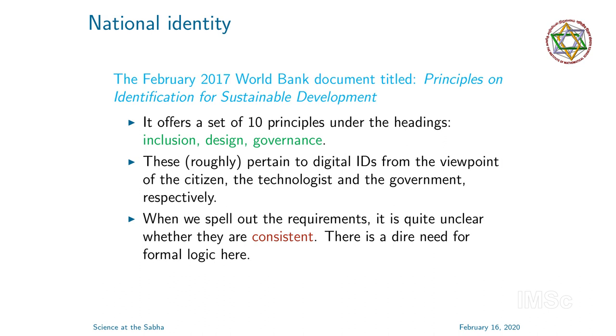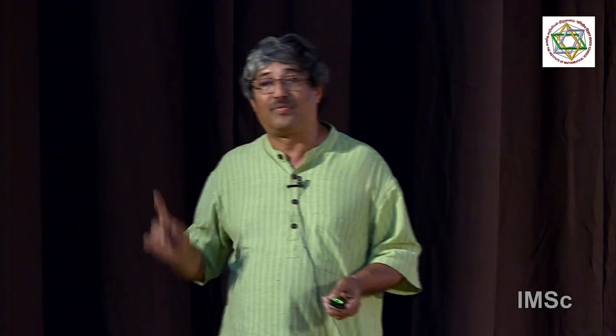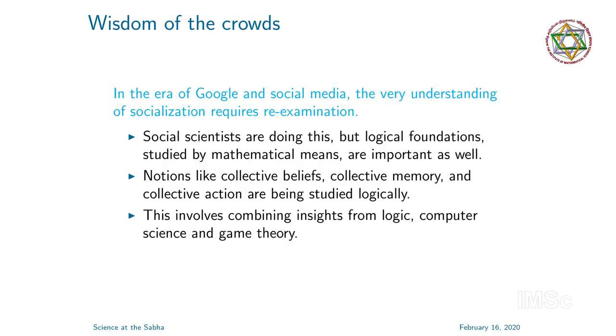And I would say there is a dire need for formalization and for formal logic here, because the right of the state and the right of the individual are stated in some particular terms. There is consonance, there is conflict here. What is going on, right? Now, this is an example of the need for logic, right?